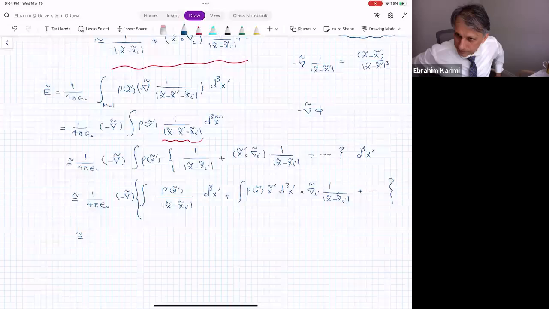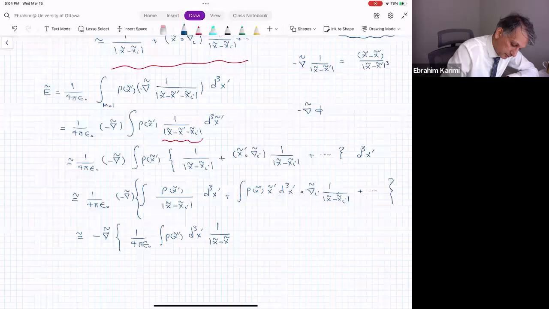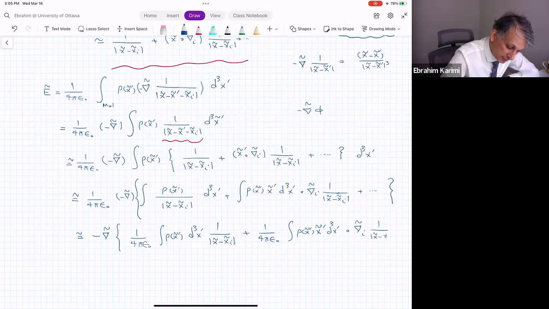So that will be one divided by four pi epsilon zero. Good. Oh, let's do it in a different way. It will be minus gradient of one divided by four pi epsilon zero, integral of rho of x prime, d3 of x prime, 1 divided by x minus xi. Is that good? That's the first term. What about the second term? Will be plus 1 divided by 4 pi epsilon 0, integral of rho of x prime, d3 of x prime, dot gradient of i, 1 divided by x minus xi, plus the additive.